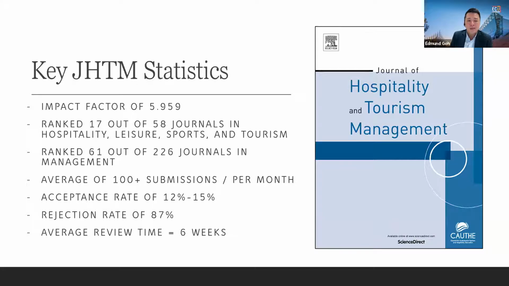On average, JHTM receives about 100 plus submissions per month. That explains why Mustafa and myself have been so busy. The acceptance rate for JHTM is about 12 to 15%, and the rejection rate is about 87%. So obviously the quality is very important to us. The average review time is about 6 weeks for the review process of JHTM manuscripts. So this is a bit of the background about JHTM. I'm sure most of you are familiar with this.